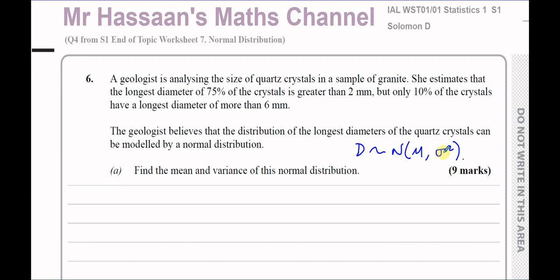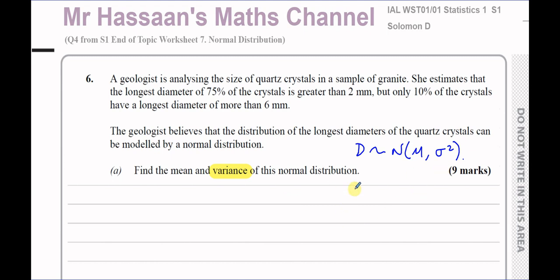Sigma stands for the standard deviation. The square of that is the variance. One thing I'm going to make note of right away is that they're asking for the mean and variance, not standard deviation. So we're going to square our answer for the standard deviation to get the variance at the end. That's important to understand, so as not to lose one of the marks here.